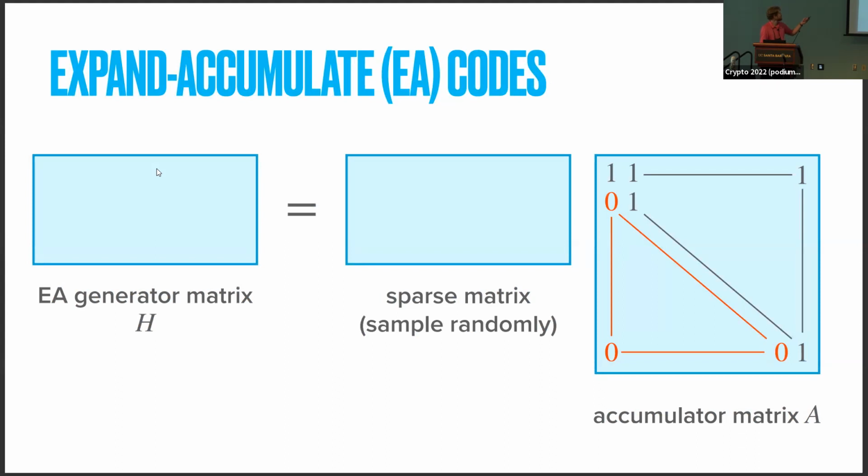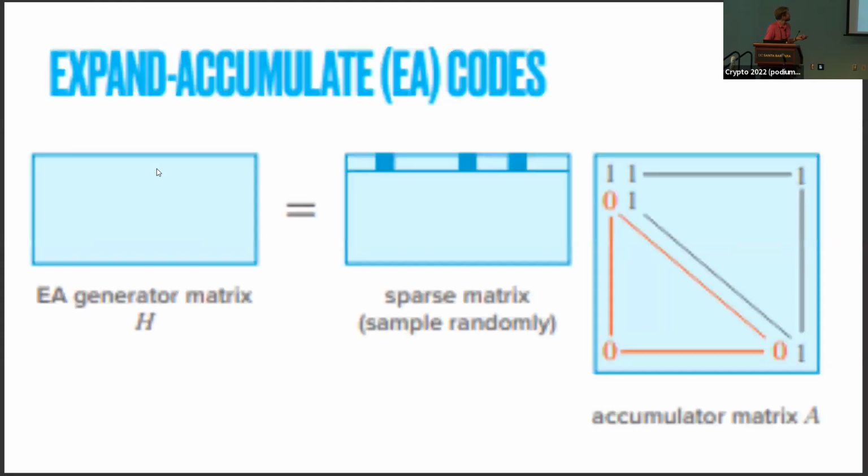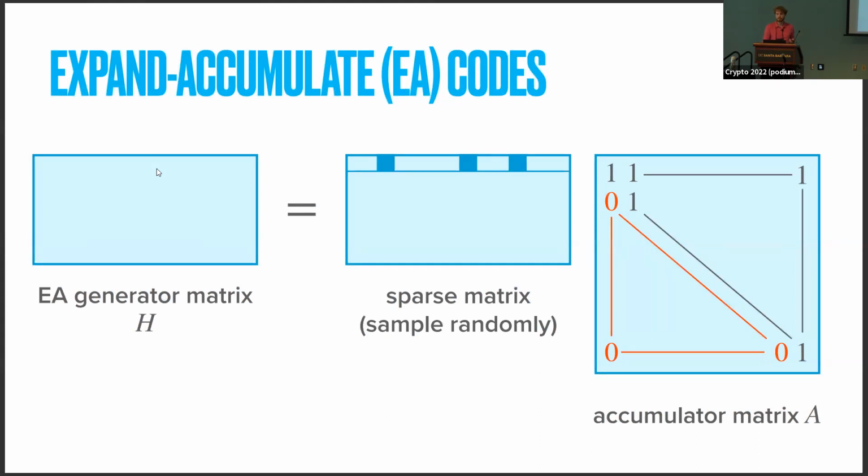In some sense, we think of this sparse matrix as an expansion step, and this next matrix A is the accumulator matrix, hence the name expand-accumulate codes. Now how should we think about this accumulation step? Well, if I put down a sparse row in this sparse matrix here, what happens on the generator matrix? Basically, the corresponding row will be a union of intervals where the endpoints are determined by the 1s in the sparse matrix.